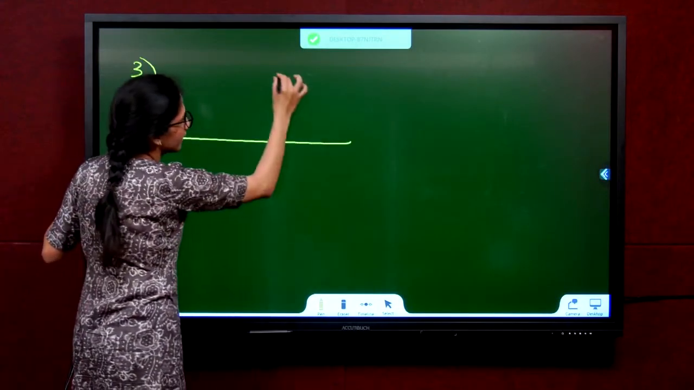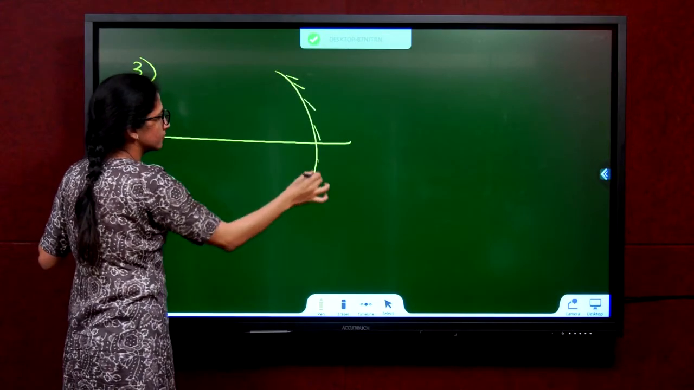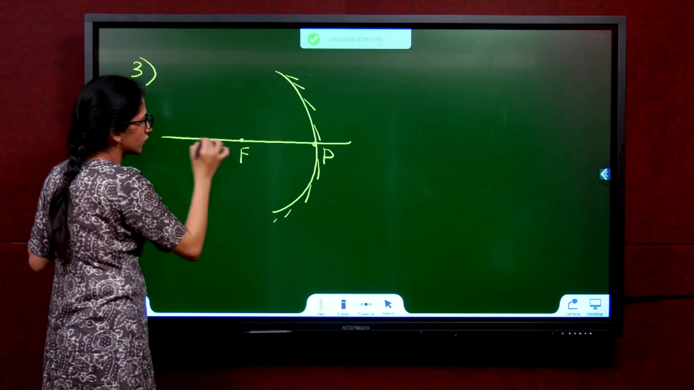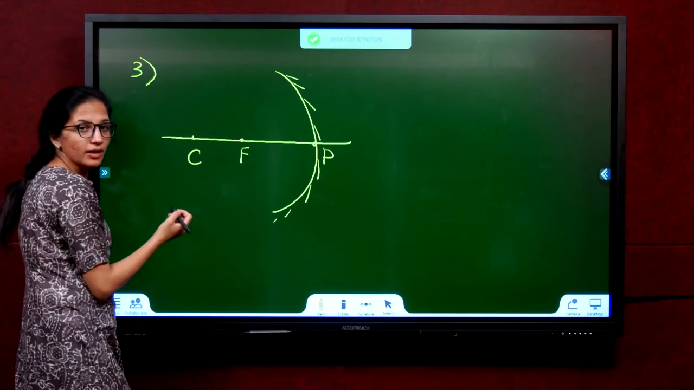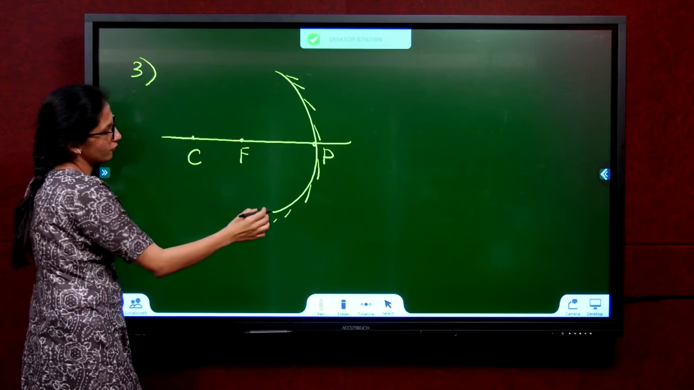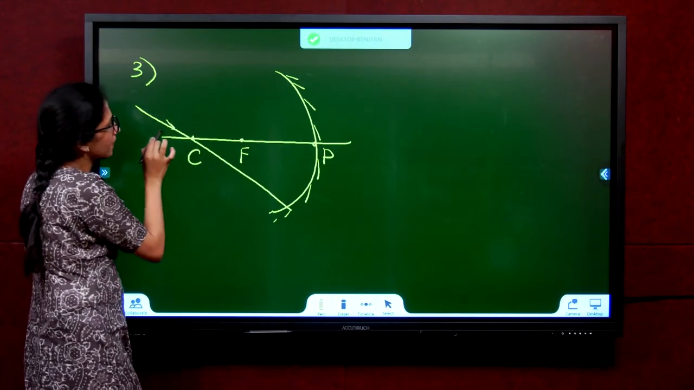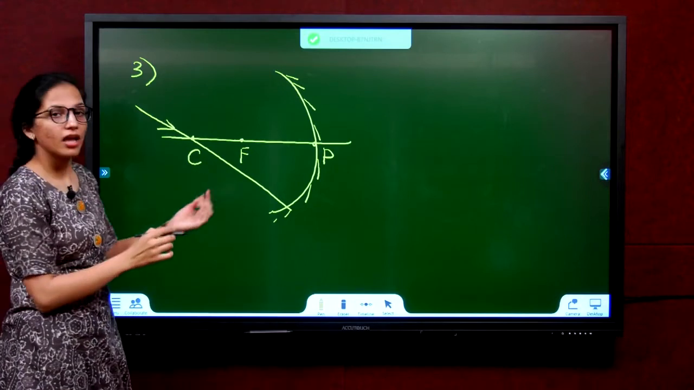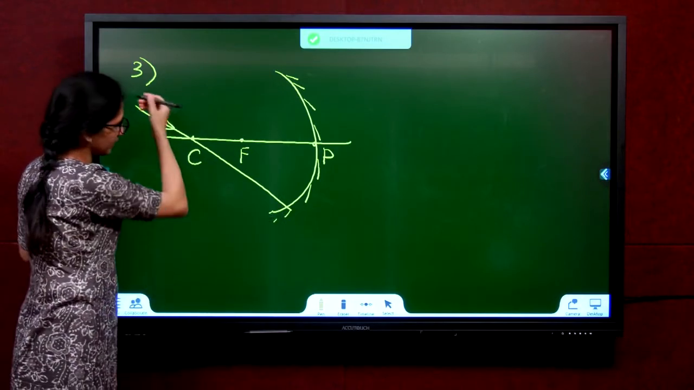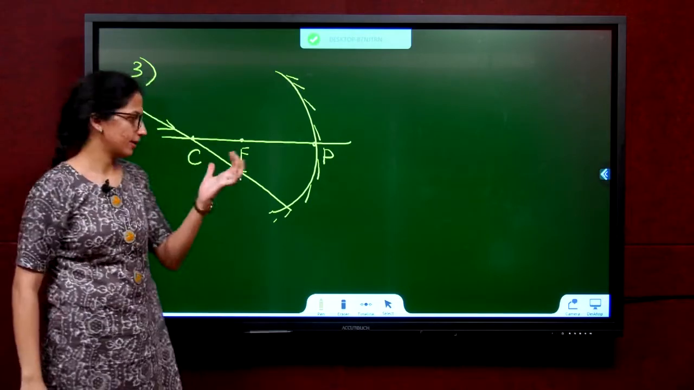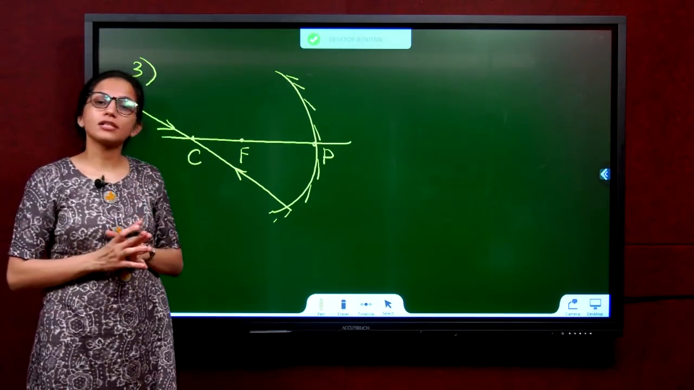What happens if a ray passes through the center of curvature? What happens to the ray if it passes through the center of curvature? Understand this carefully. If a ray passes through the center of curvature, it will come back along the same path. It retraces its own path. Now we need to understand why. This much is enough. It retraces its own path.